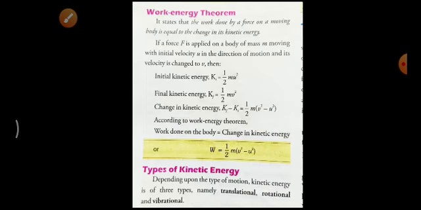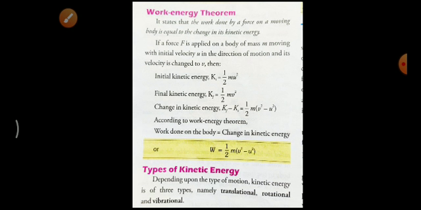Then the next one, work energy theorem. So what does the theorem say? It states that the work done by a force on a moving body is equal to the change in its kinetic energy. So how much work we are applying is equal to the change in its kinetic energy.